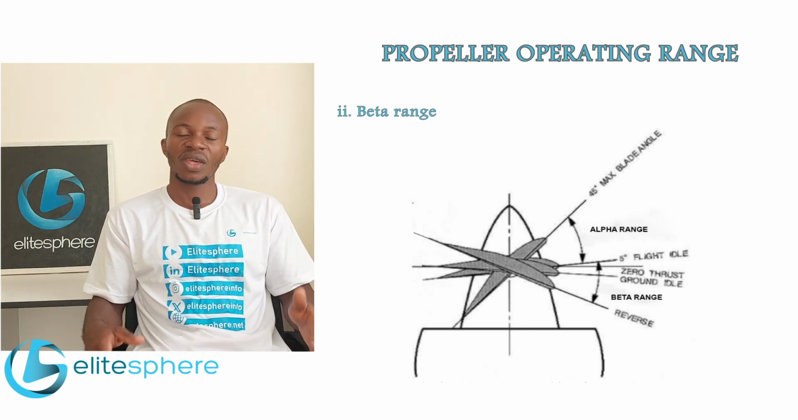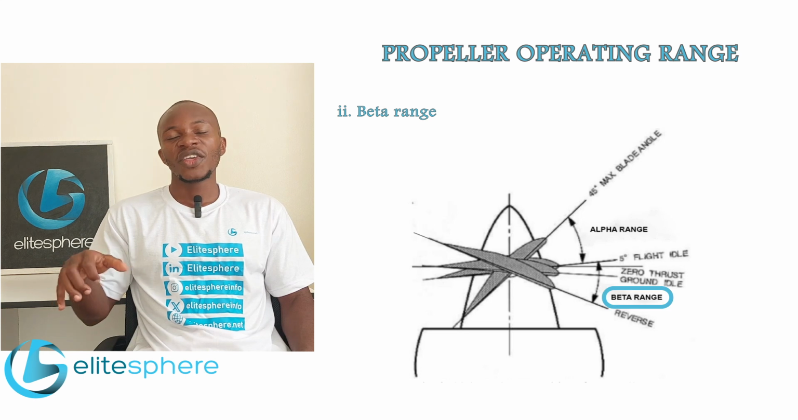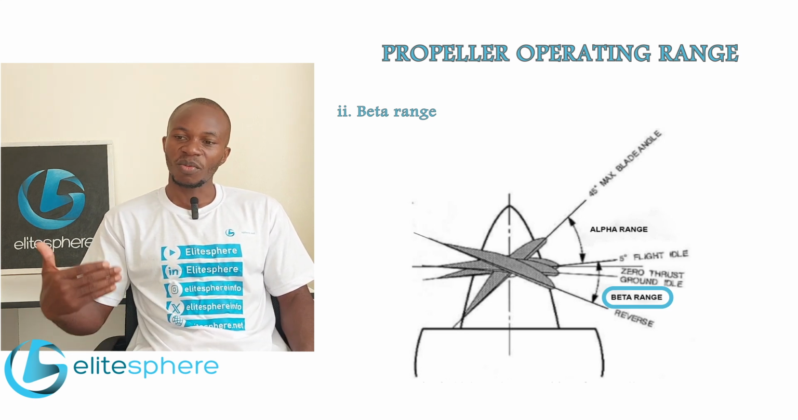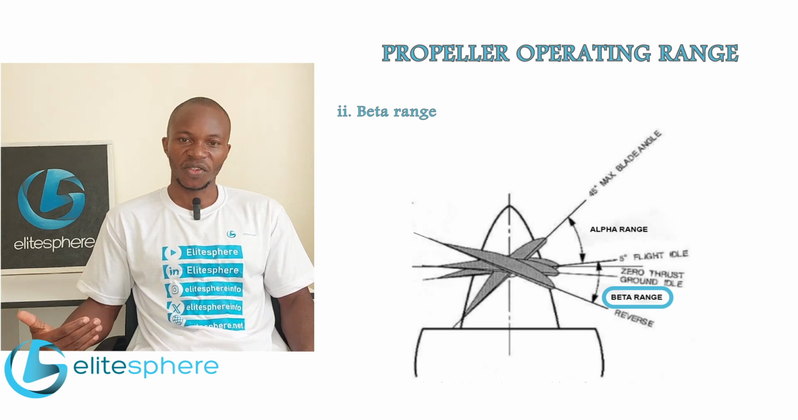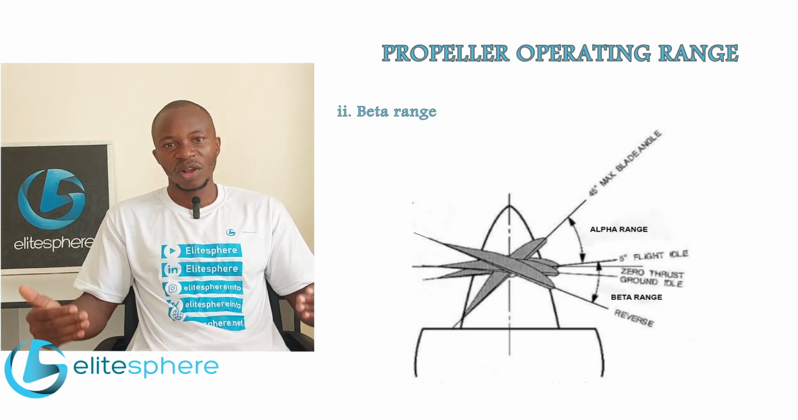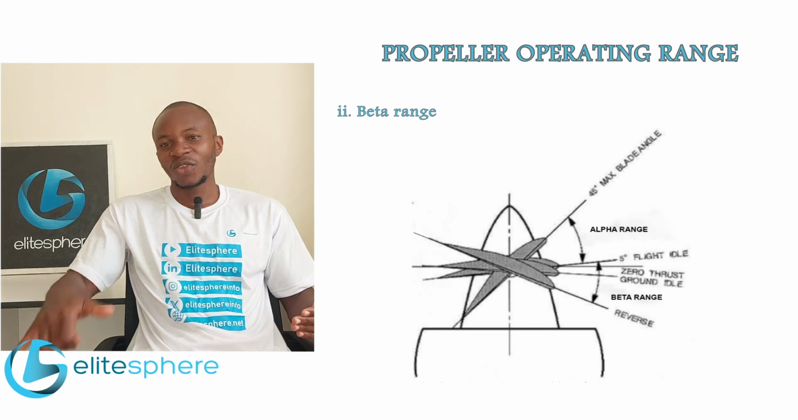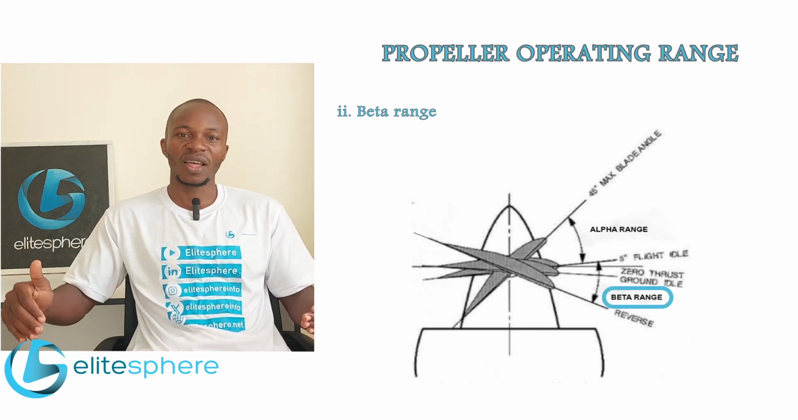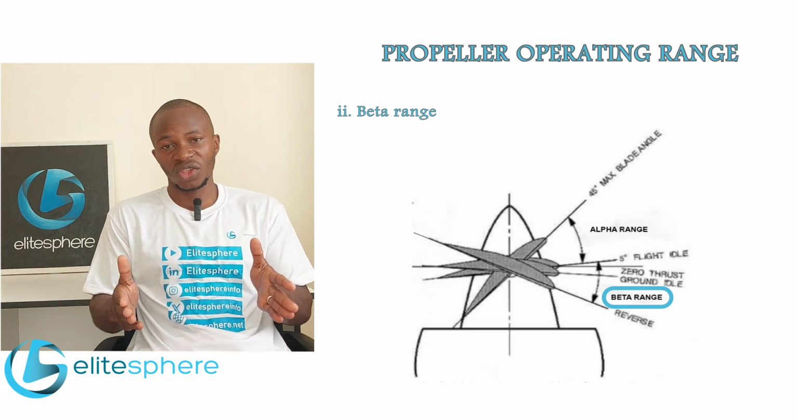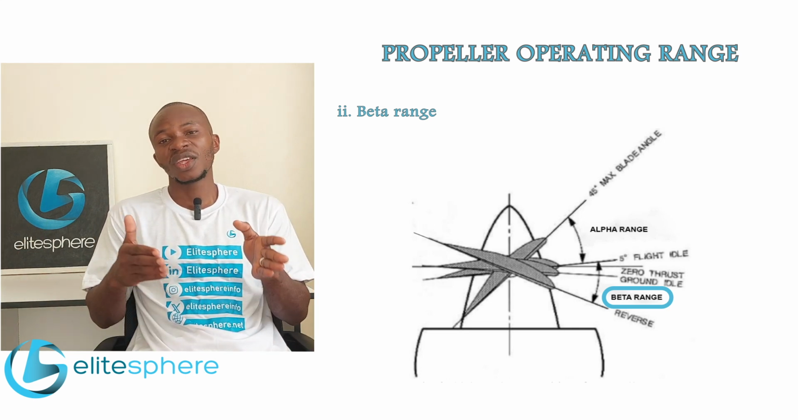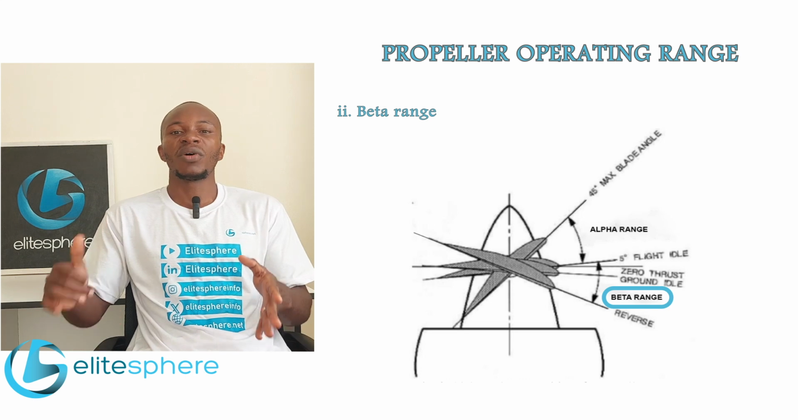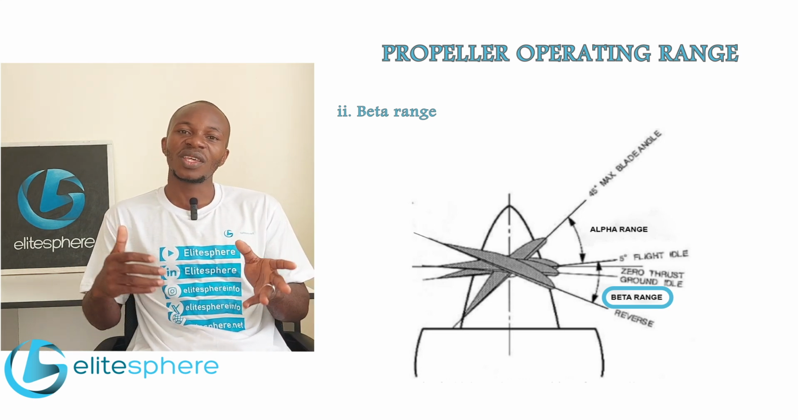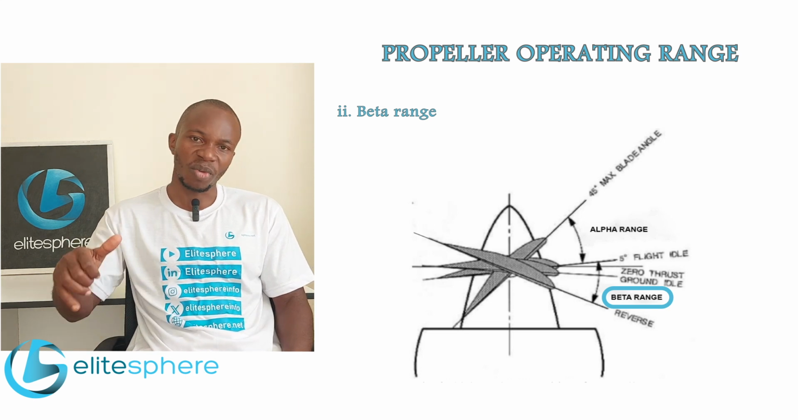But for a beta range, the power lever is used to change the blade angle, and this one goes from the flight idle up to reverse. From flight idle or ground idle to go to reverse, you use the power levers. You don't use the propeller lever, and this is the difference. The pitch change in the beta range is done using the power lever, while in the alpha range the pitch change is achieved by the use of the propeller lever.